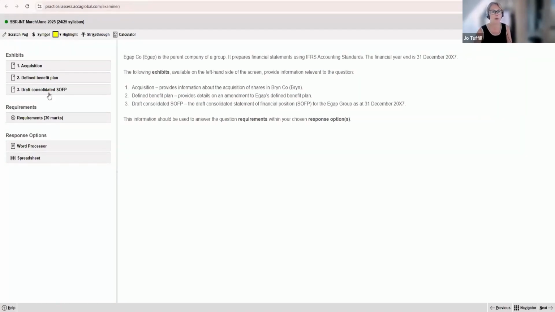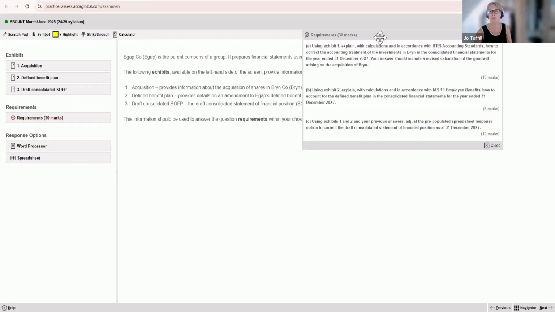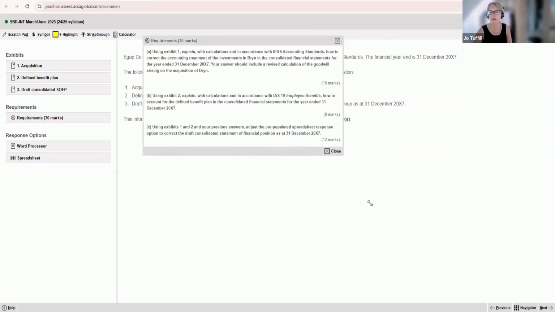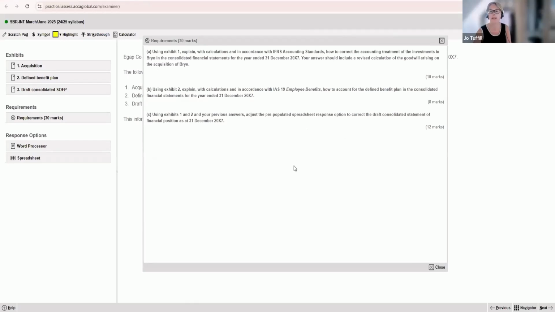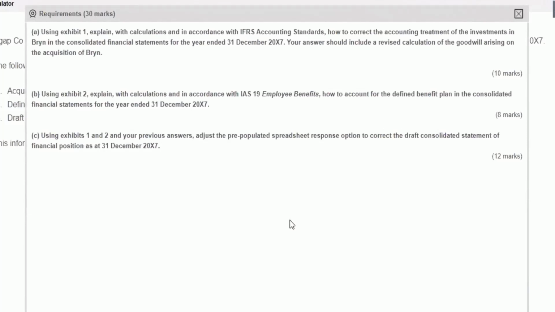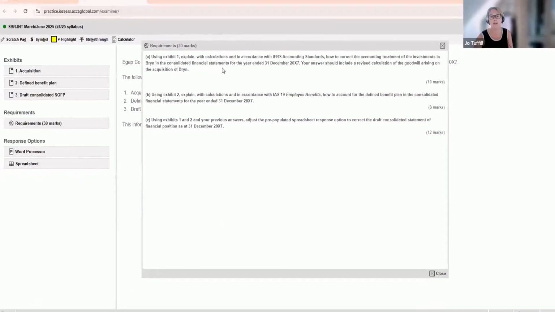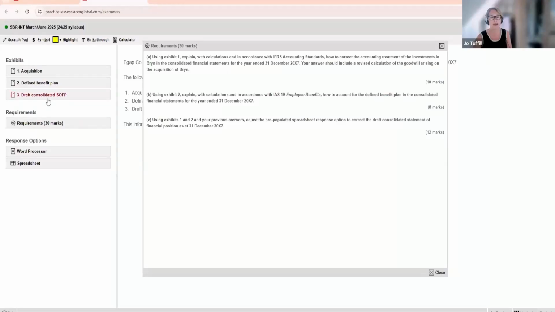So let's have a look at the requirements first of all. Always look at the requirements first of all. Pulling up the requirements is not making it very big, unfortunately. It says, using Exhibit 1, explain with calculations and in accordance with IFRS accounting standards how to correct the accounting treatment of the investments in BRIN in the consolidated financial statements. Now, that's the first thing you need to focus on, consolidated financial statements. So it doesn't just mean whatever they give you here in the pre-populated spreadsheet.